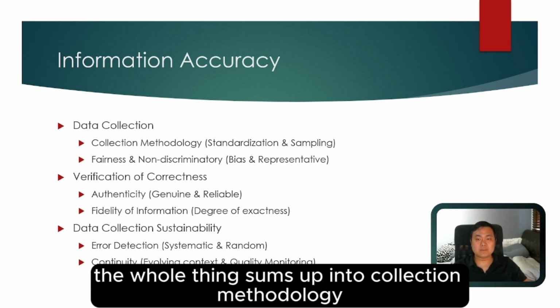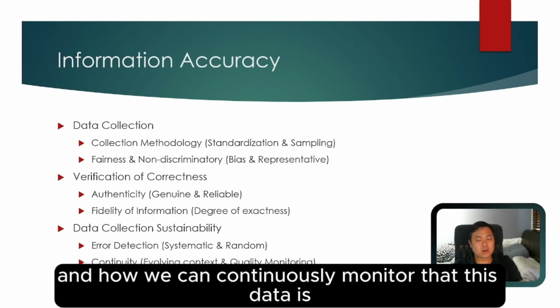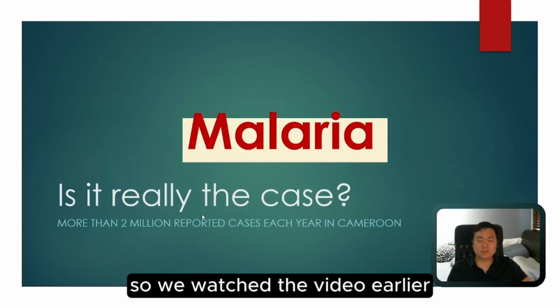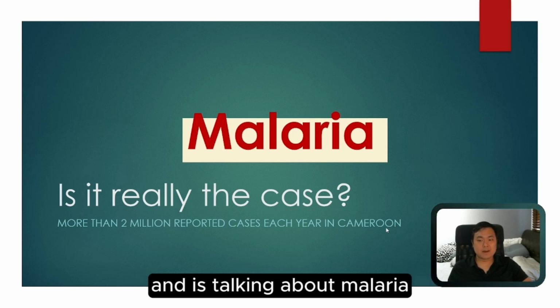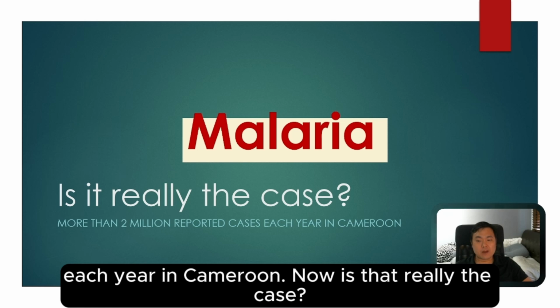The whole thing sums up into collection methodology, the authenticity, the exactness, and how we can continuously monitor that this data is being accurate. So we watched the video earlier and it's talking about malaria and reportedly saying that 2 million cases each year in Cameroon. Now, is that really the case?